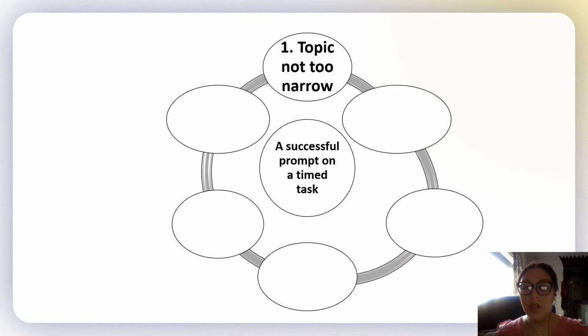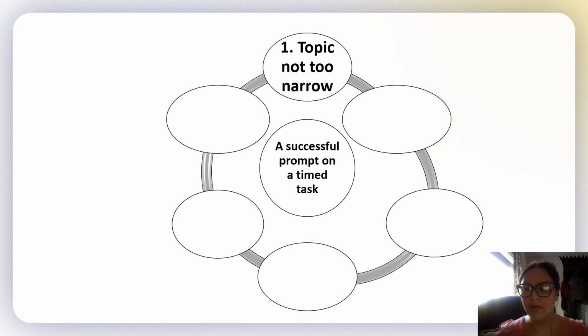So the first one, a successful prompt on a timed task should not be too narrow. And this is a big no-no. Remember, they only have 30 minutes in TOEFL iBT, maybe less on other tests, to write a response, to come up with ideas and to write it and revise it. So when you give them a topic that's too narrow, it's very unfair for them. They don't have ideas on that topic. So it's not because they can't write, it's just because the prompt itself is too narrow.